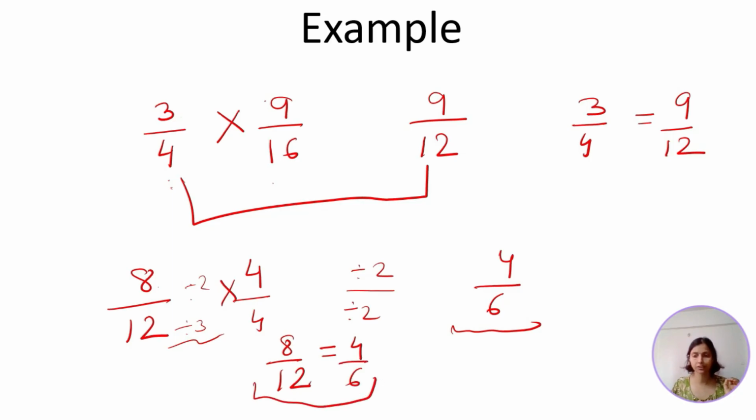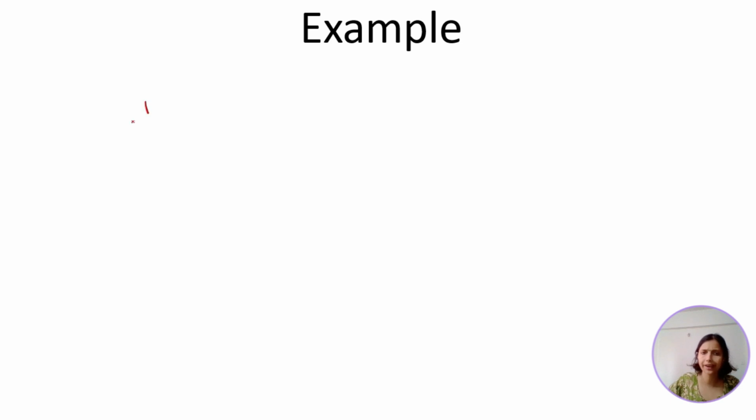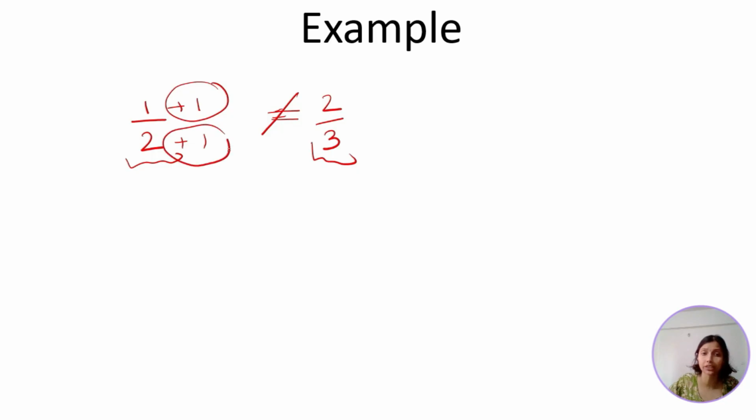So equivalent fractions are the fractions that are the same in value, that are equal in value. How do we get equivalent fractions? By multiplying the numerator and denominator by the same number. Now suppose I have a fraction 1 by 2. What if I add the same number to the numerator and to the denominator? The value of the fraction changes. 1 by 2 is not equal to 2 by 3. So by adding the same number to the numerator and denominator, or by subtracting the same number from the numerator and denominator, we don't get equivalent fractions.